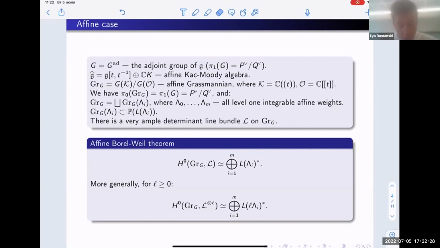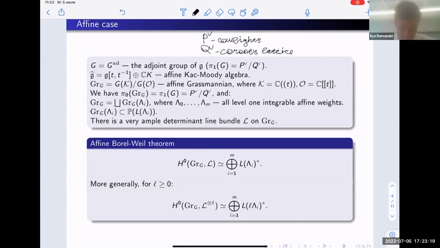And it also means that it has the largest fundamental group of all possible Lie groups corresponding to the Lie algebra g. So π1 of G is the quotient P-check over Q-check, where P-check is the coweight lattice and Q-check is the coroot lattice.